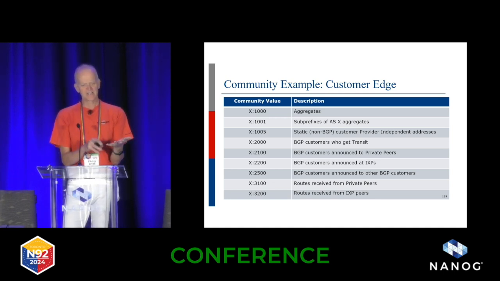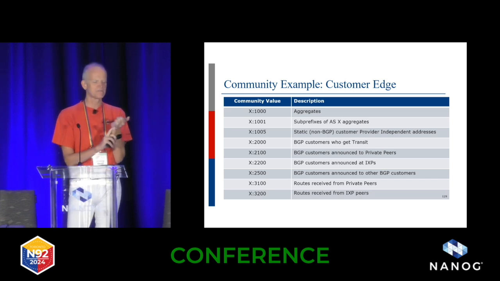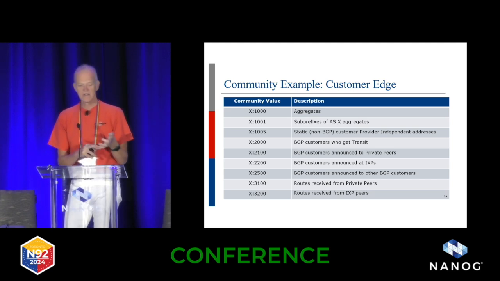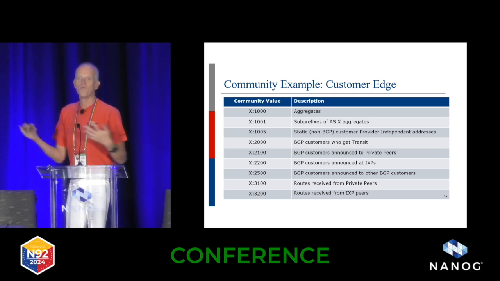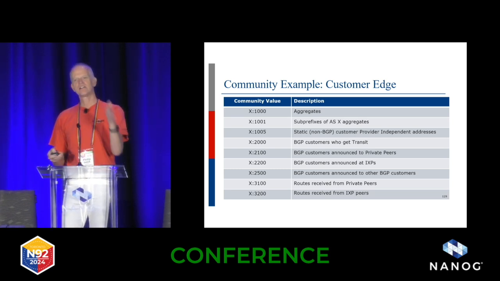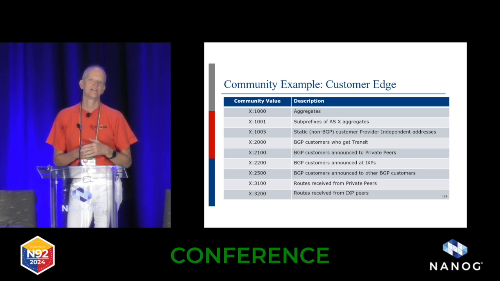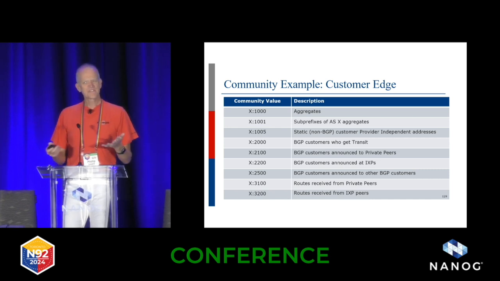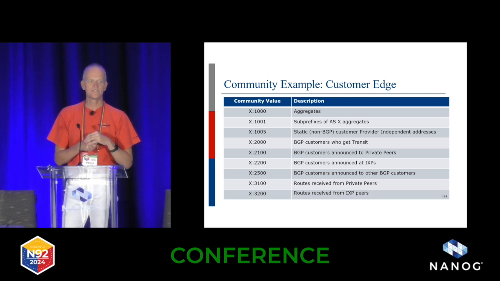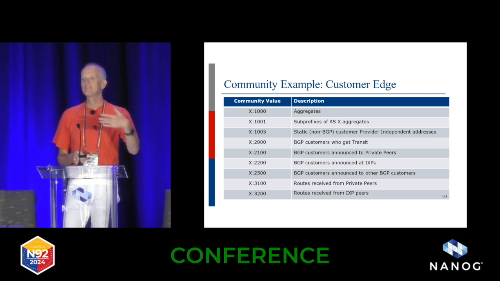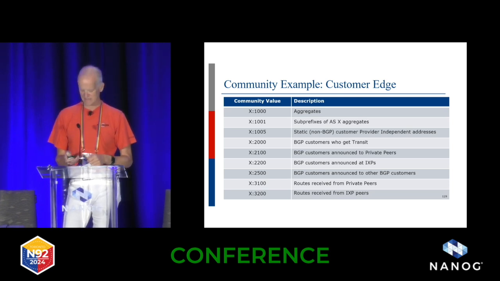And I've got things here like, maybe you've got a BGP customer who only gets transit, or a customer who only gets announced to your private peers or exchange points or whatever else. You can tag each customer accordingly and announce them in various places accordingly as well. Once you have this in place, your sales folks can go and have fun about what services they can sell, because it becomes very easy for you to manage where they get announced.